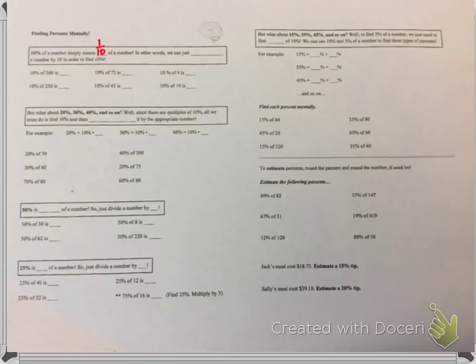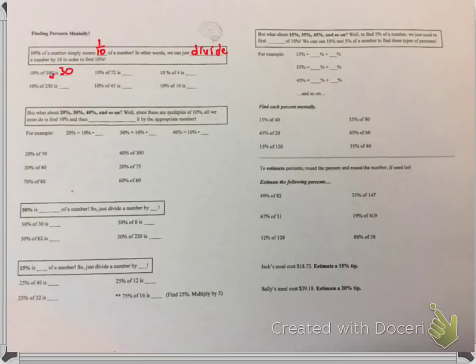Now remember, what math did we do with the 10? We divide. So divide a number by 10 in order to find 10%. Here's the beautiful thing. You know how we divide by 100? Divide means going left by one space for 10. So 10% of 300: move the decimal point over once, and I get 30.